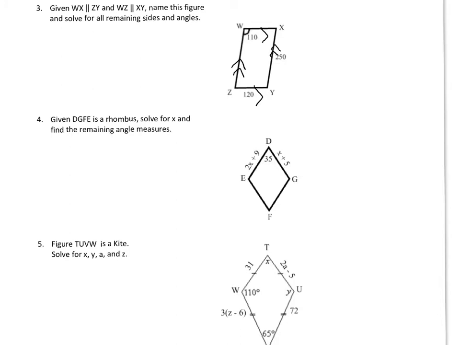It asks me to name this figure and solve for all remaining sides and angles. Well, since none of the sides are the same, and they're not right angles, it must just be a parallelogram.